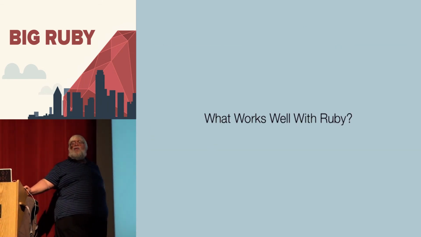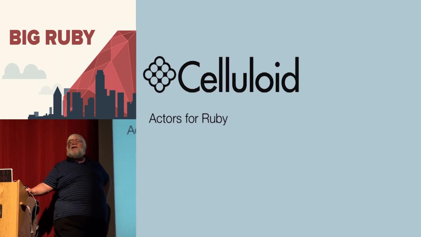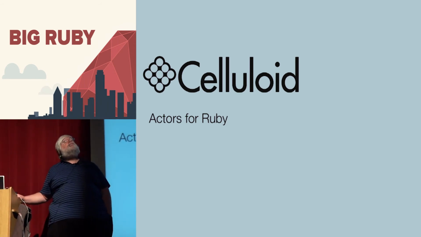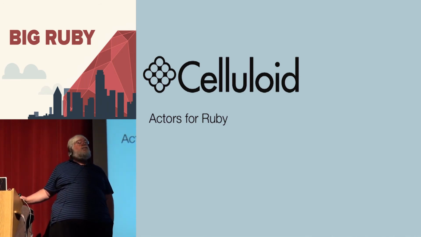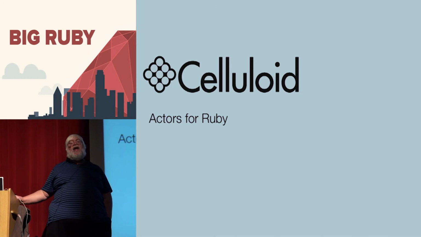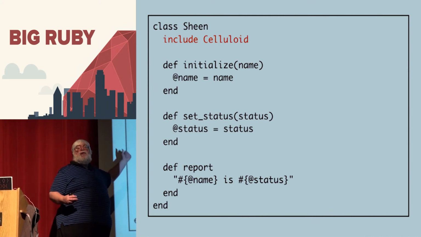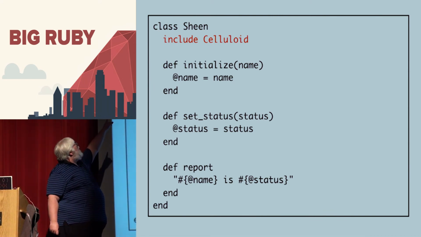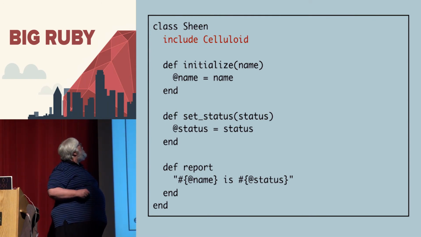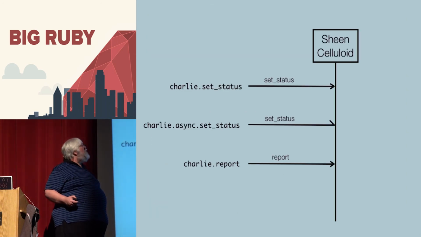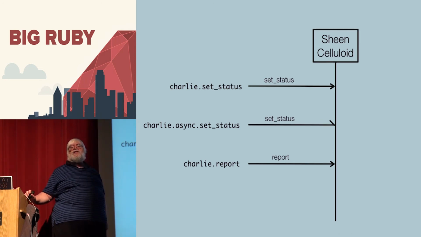So what works well with Ruby? I'd like to talk a little bit about something called Celluloid. Celluloid is a library written by Tony Arcieri, I believe is how you say his name. Celluloid is an Erlang-like actor-based solution for threading. Here's an example right out of the Celluloid page. We're creating a class called Sheen. We include Celluloid, and that turns this class into a Celluloid actor. That means when you call methods on the Celluloid actor, it actually sends a message into the mailbox of the Celluloid actor.